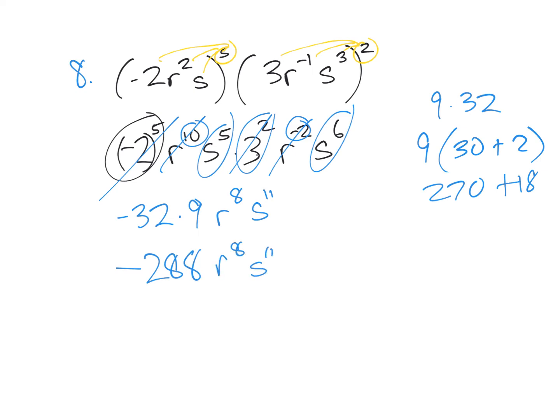But on a test you can check it to make sure on a calculator. So you use these calculators up here on the test. All right, negative 288 r to the 8th, s to the 11th. Who got it right? All right, good. All right, going on. We got to keep moving.